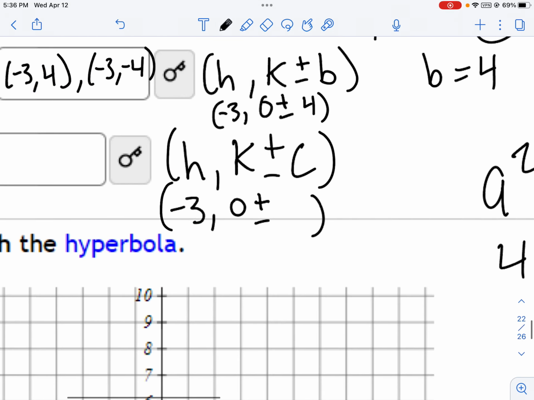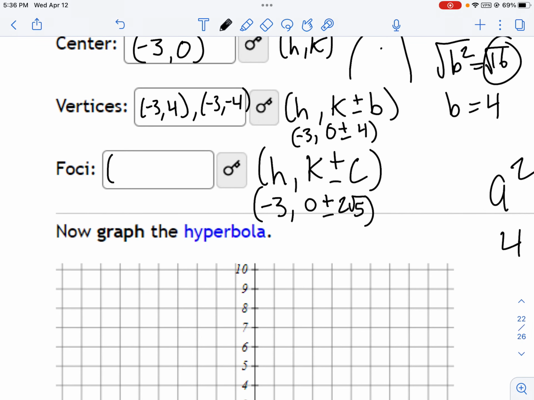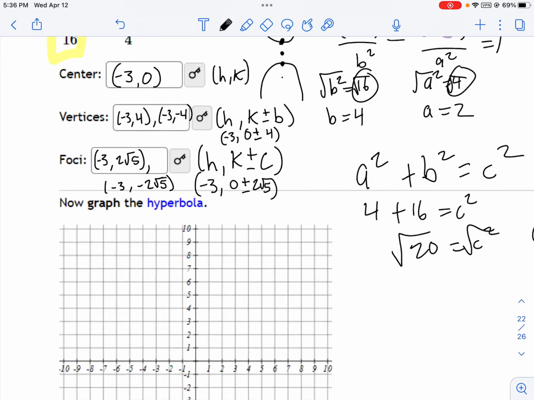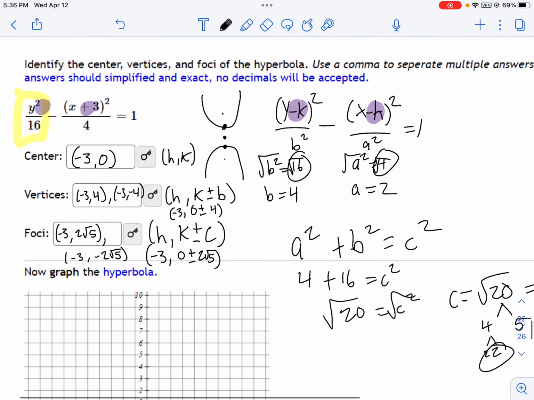So it would be 0 plus or minus 2 square roots of 5. That means your first focus point is negative 3 comma 2 square root 5, because 0 plus 2 square root 5 is just 2 square root 5. Your next one is going to be at negative 3 comma negative 2 square root 5, because 0 minus the square root is the negative. Okay? There you go, and that is all of the information up top.